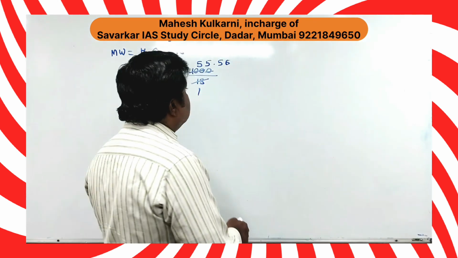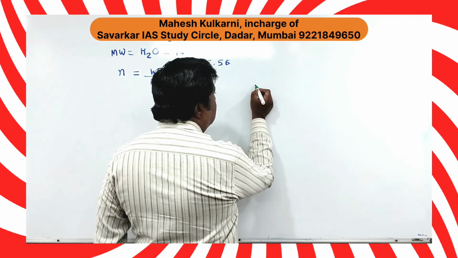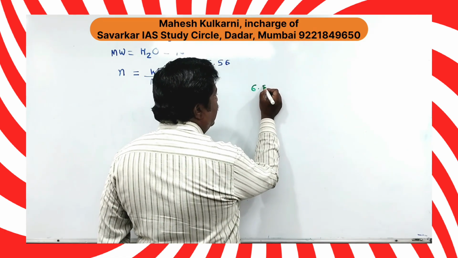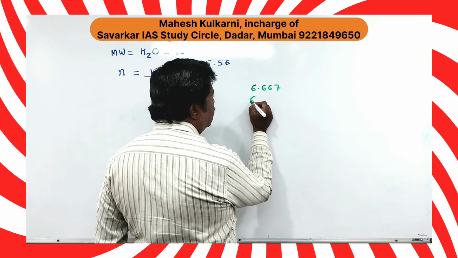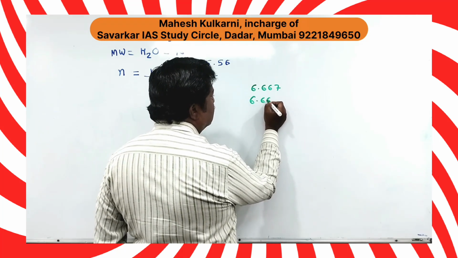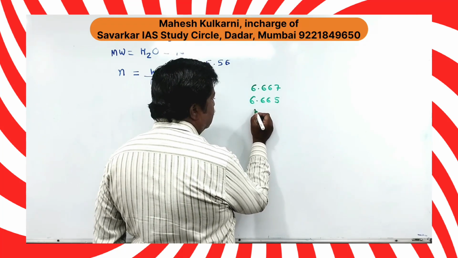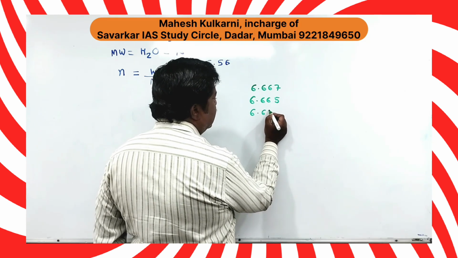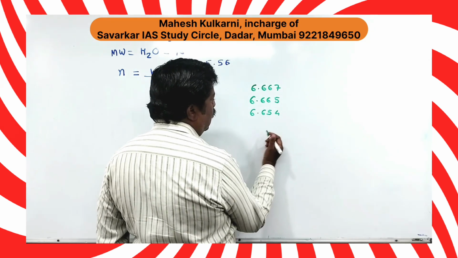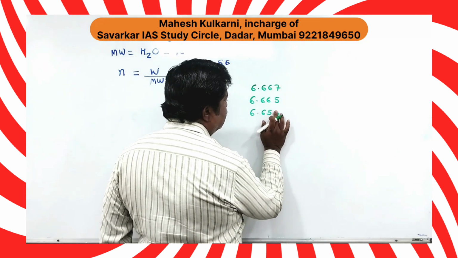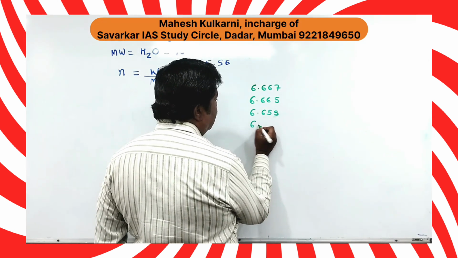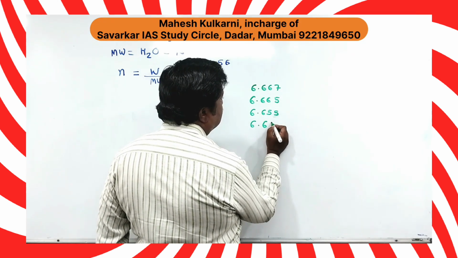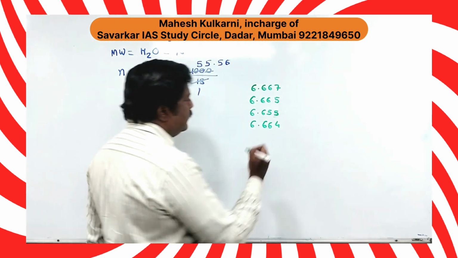Let us take certain figures to round up. Say for example, 6.667. Second figure, 6.665. Third figure, 6.654. Fourth figure, 6.655.